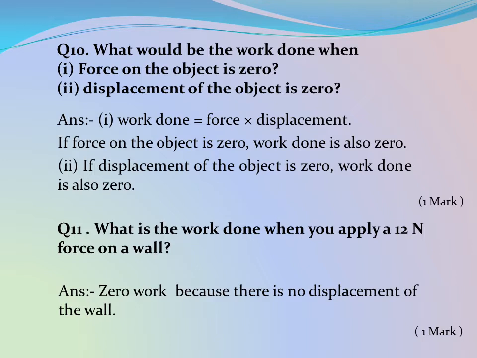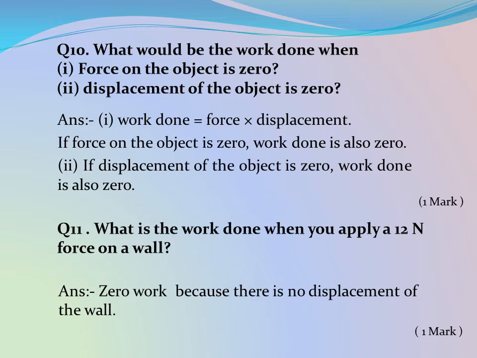Question number 10. What would be the work done when: 1. Force on the object is 0. 2. Displacement of the object is 0. Answer. 1. Work done equals force and displacement. If force on the object is 0, then work done is also 0. 2. If displacement of the object is 0, work done is also 0.